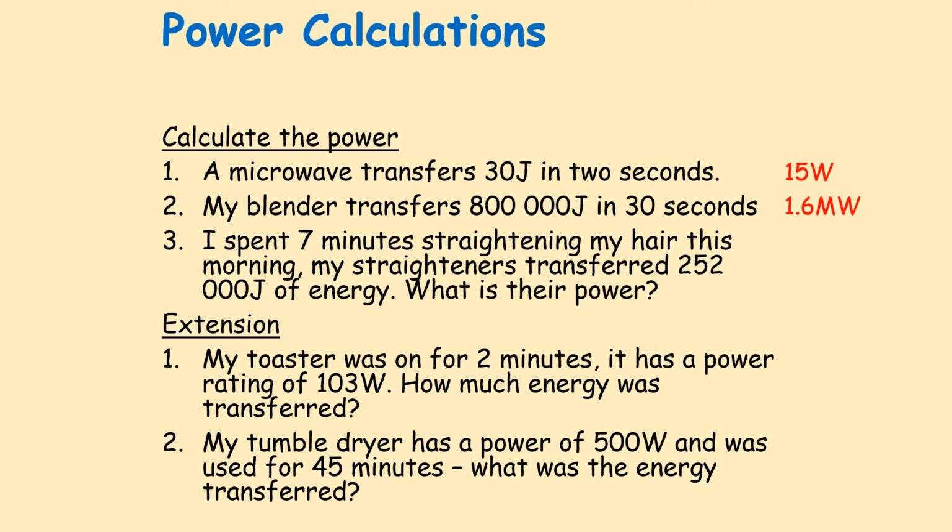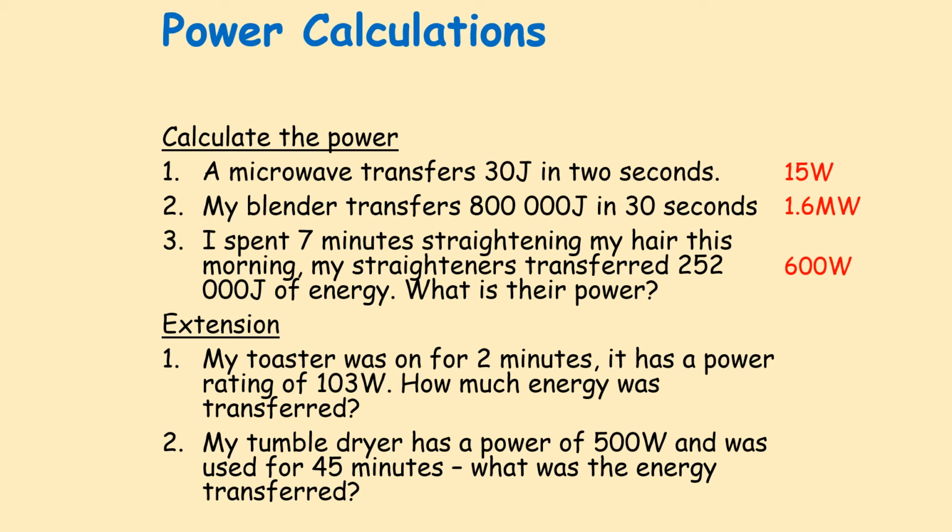So my equation, power equals energy divided by time. My energy is 252,000 joules, but I've got a bit of a problem now because my time is in minutes. I have to use time in seconds. So to calculate the time in seconds, I just use the fact that there are 60 seconds in a minute. So 7 times 60 is 420. So 252,000 joules divided by 420 seconds gives me 600 watts.